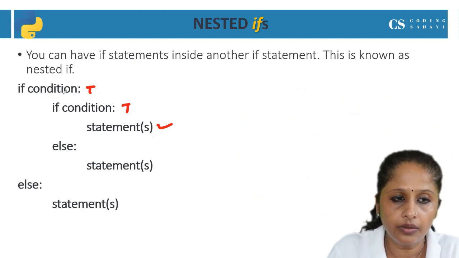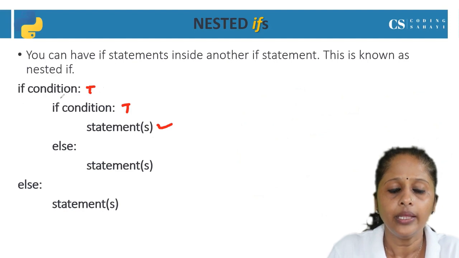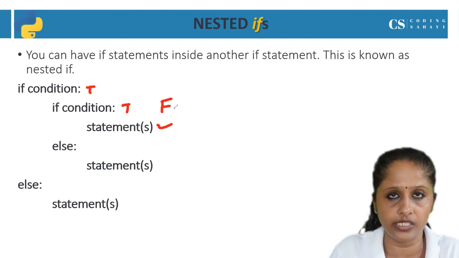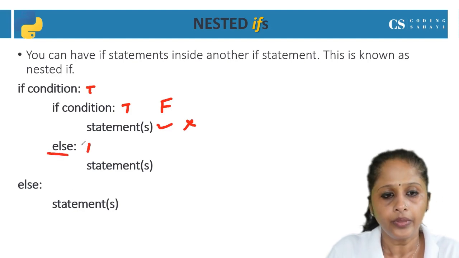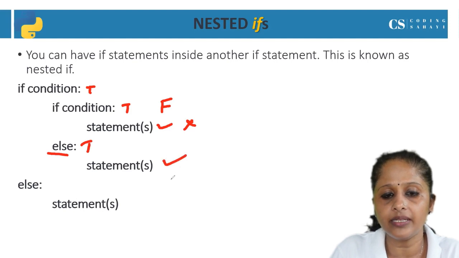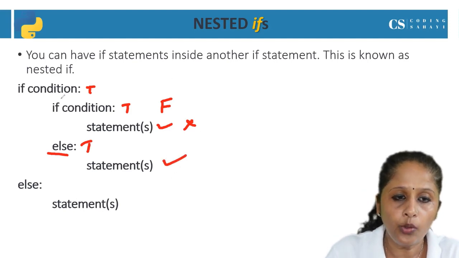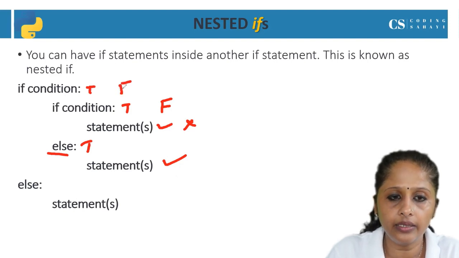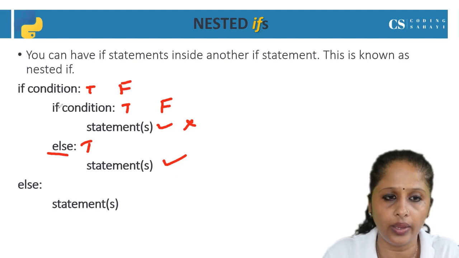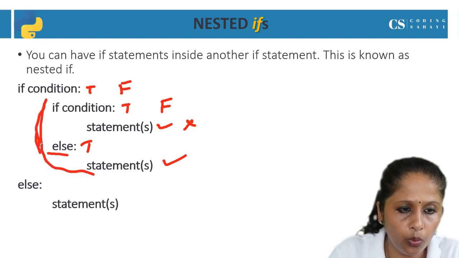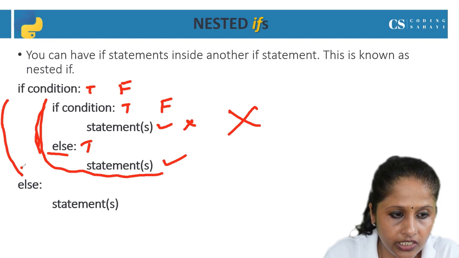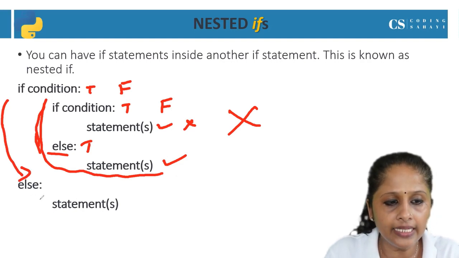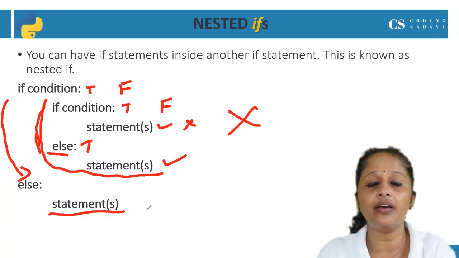Suppose we are checking this condition and it is true, then coming into the next condition, whether it is true or false. Suppose the condition is false, then this statement won't be executed. It directly goes to the else part. And if the condition is false, all these portions won't be executed. Directly it jumps to the else part. So this else part will be executed. So that is our nested if.